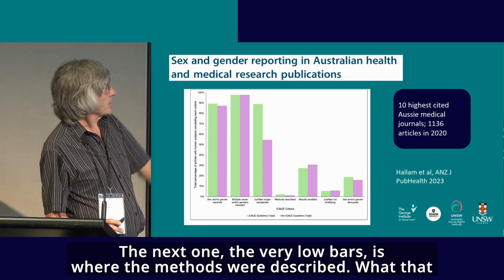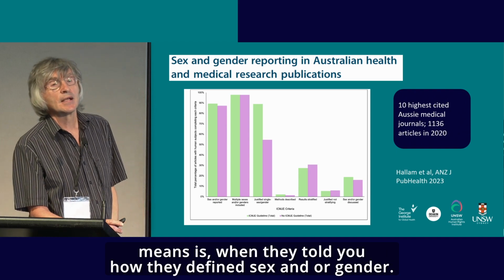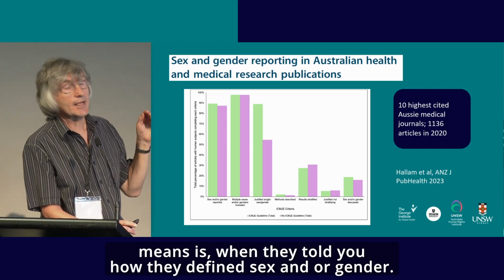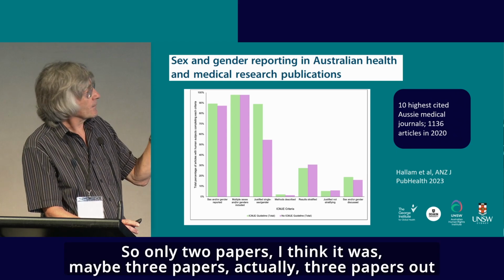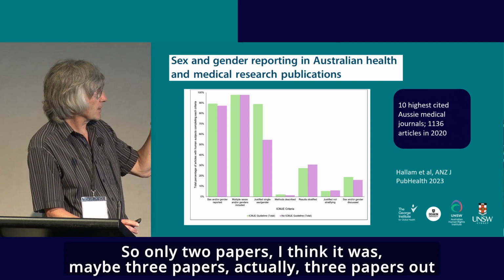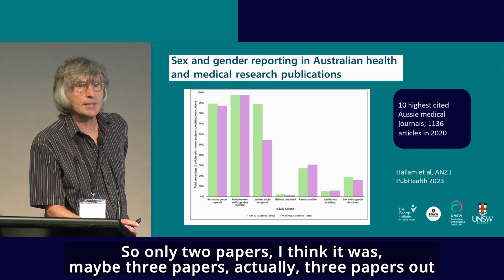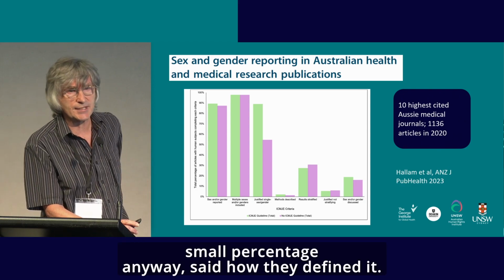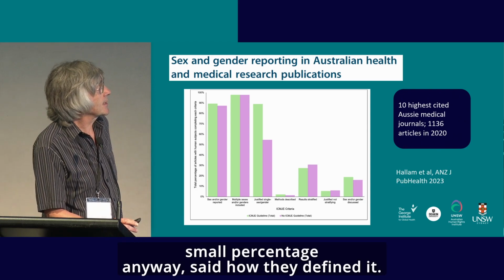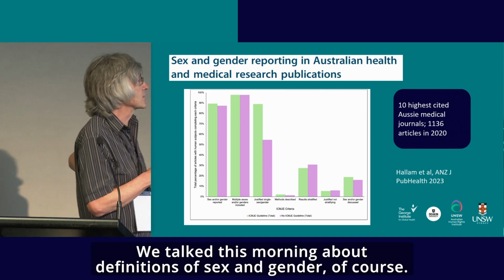The next one, the very low bars, is where the methods were described. What that means is when they told you how they defined sex and or gender. So only 2 papers, I think it was, maybe 3 papers actually, maybe a few more anyway, so a very, very small percentage anyway, said how they defined it. We talked this morning about definitions of sex and gender, of course.